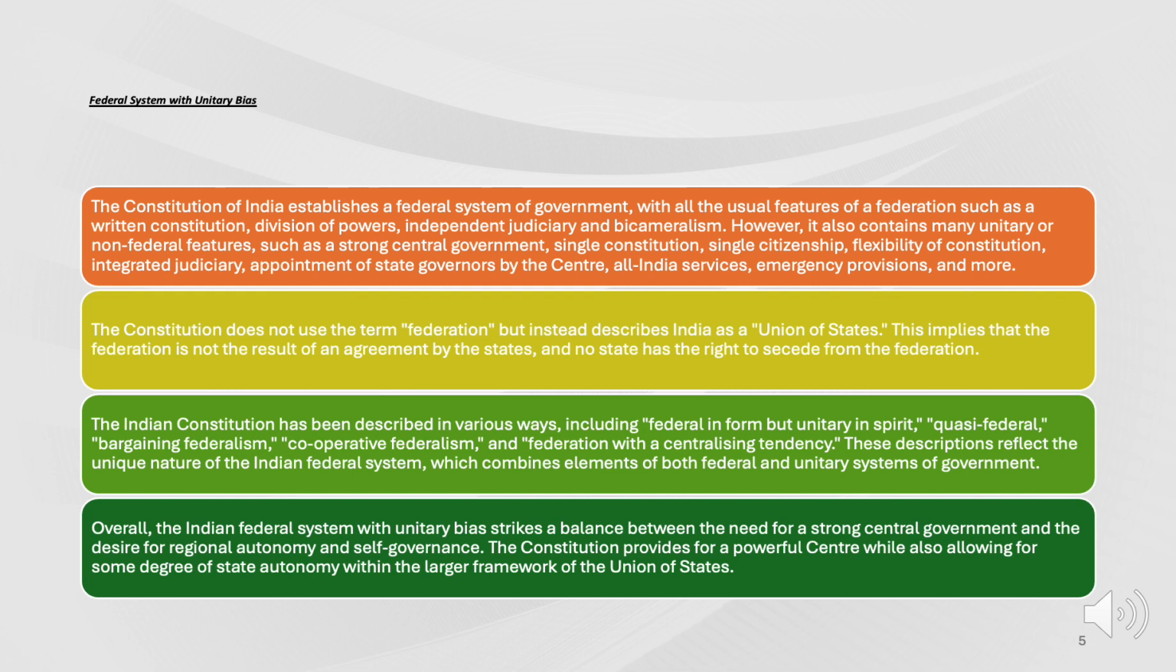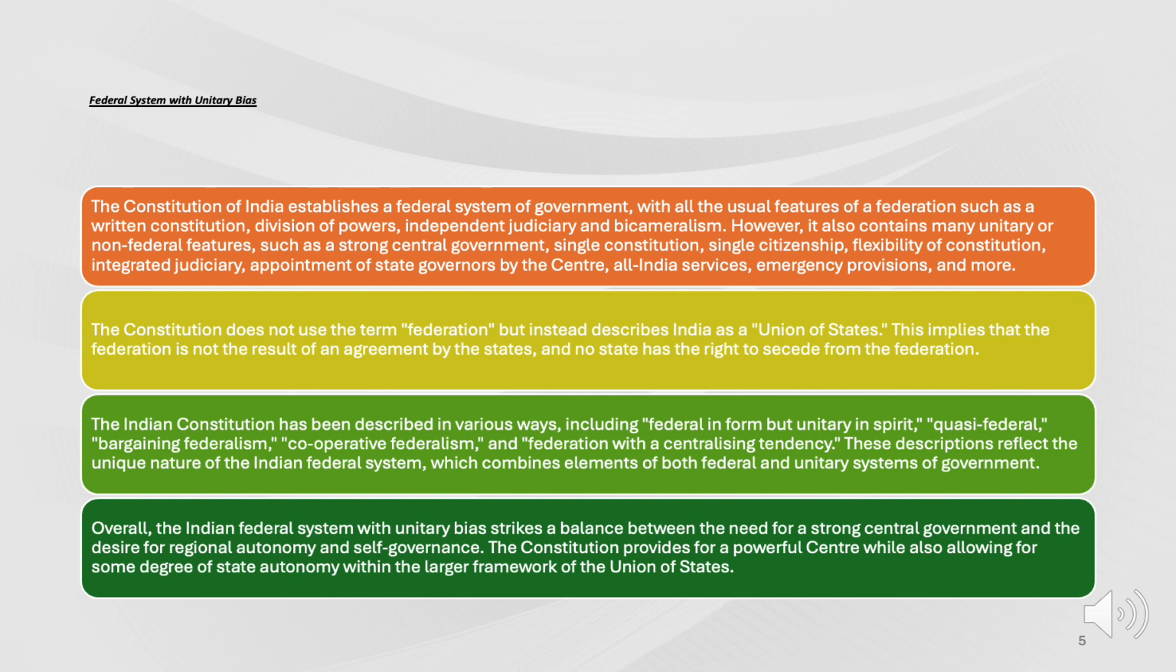The Constitution does not use the term federation, but instead describes India as a union of states. This implies that the federation is not the result of an agreement by the states, and no state has the right to secede from the federation. The Indian Constitution has been described in various ways, including federal in form but unitary in spirit, quasi-federal, bargaining federalism, cooperative federalism, and federation with a centralizing tendency.